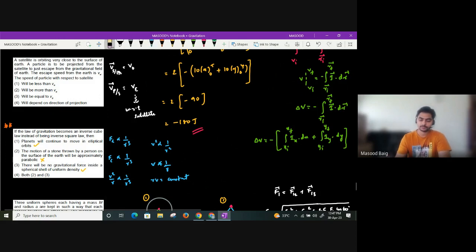I think so. I'll just cross-check this question also. See, if the satellite is orbiting close to the Earth, the small r value will be capital R only. Close to the Earth, g will be g at the surface only. So from the satellite, what will be the escape speed? Root over 2 times the orbital speed, same as at the surface again. So I think it should be equal to VE.